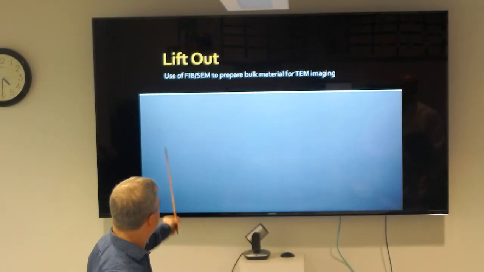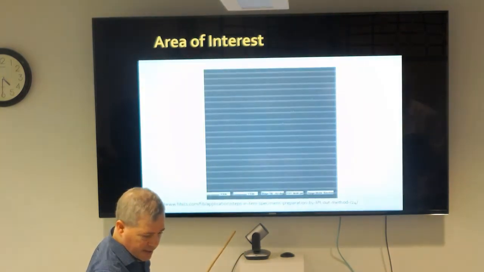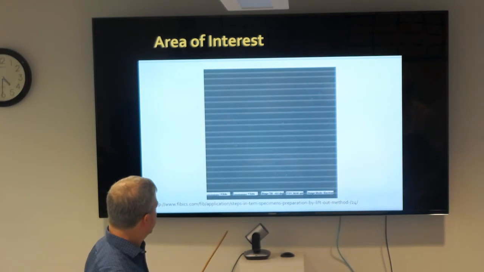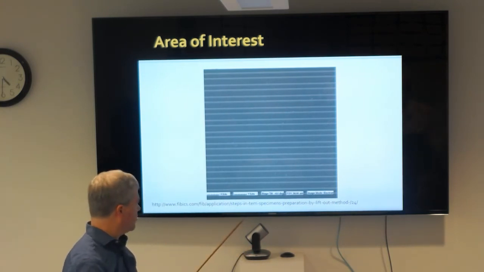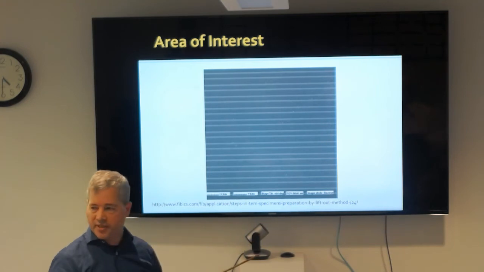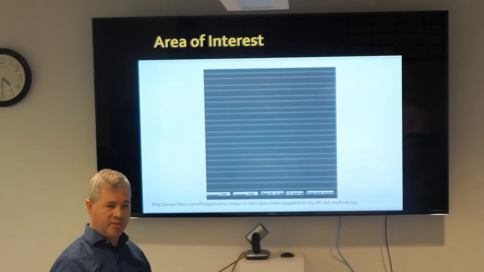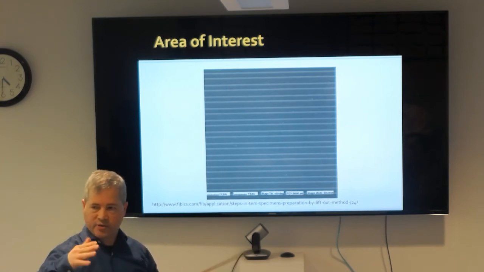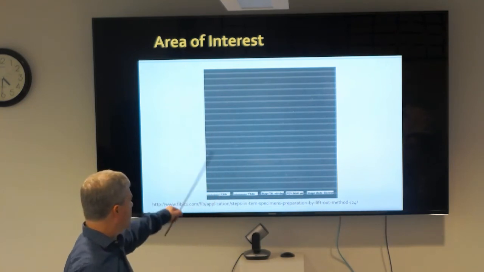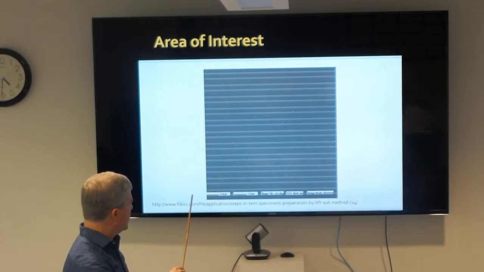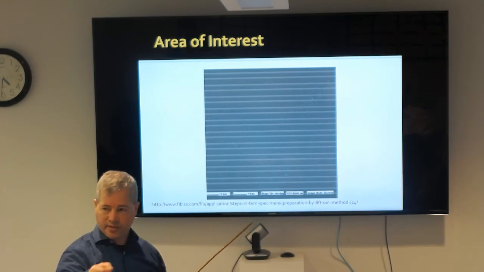Another thing you can use the FIB-SEM for is what's called lift out. That's been done in the material science world for many years, where you have a bulk sample of something. Maybe it's something from a piece of metal that failed and you want to study metal fatigue or the fine crystalline arrangement of it in TEM, but it's too big. So what you do is use the FIB-SEM to cut out a small volume of interest and then put it onto an EM grid.